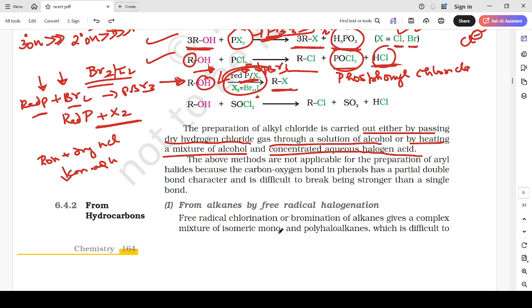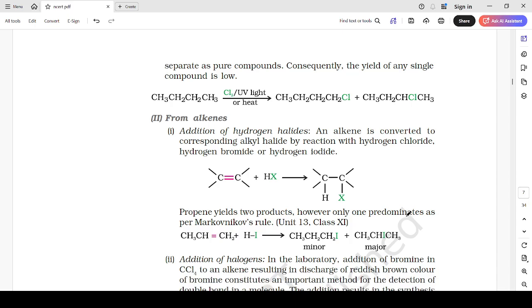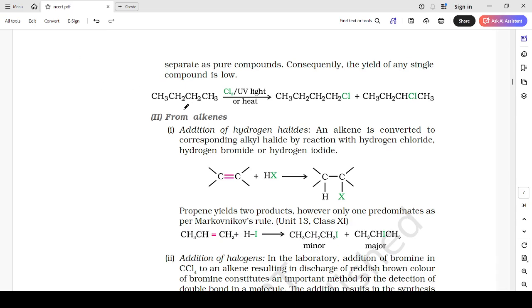We are going for free radical halogenation. Basically, you chlorinate or brominate, where you'll be giving a mixture of isomeric mono or polyhaloalkanes, which is actually difficult to separate. So this method is not the right method. You generally don't prefer this method to synthesize alkyl halides from alkanes. How do we do this? We use a free radical mechanism.